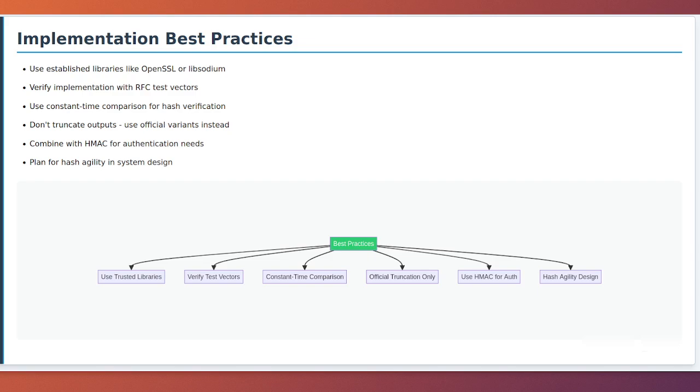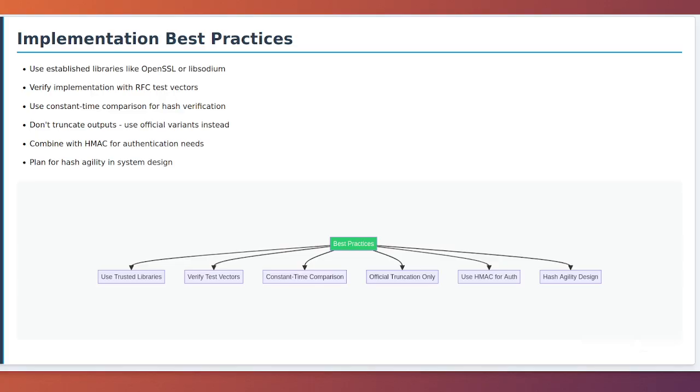The truncated variants use different initial values specifically designed for security. Practice 5 is to understand your threat model. SHA-2 is collision-resistant but not collision-proof. For digital signatures and certificates, collision resistance matters a lot. For file integrity checking with no adversarial tampering, even a weaker hash might suffice.